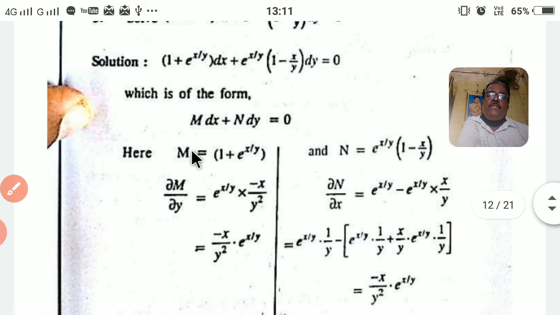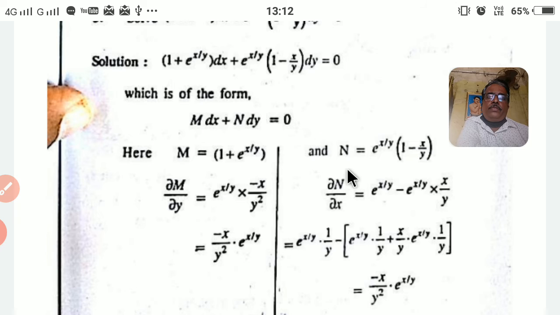Next, differentiating M with respect to y, ∂M/∂y is equal to, with respect to y we differentiate keeping x constant, so the differentiation of 1 is 0. Next is the differentiation of e^(x/y). Applying the chain rule, we have to differentiate x/y, treating x as constant. The differentiation of 1/y is −1/y², which gives −(x/y²) e^(x/y).